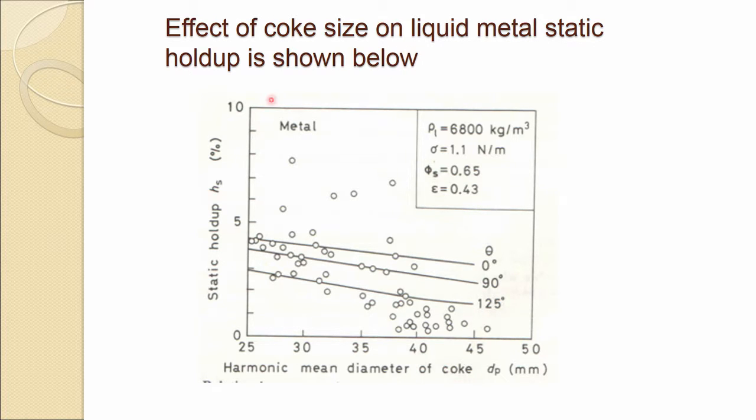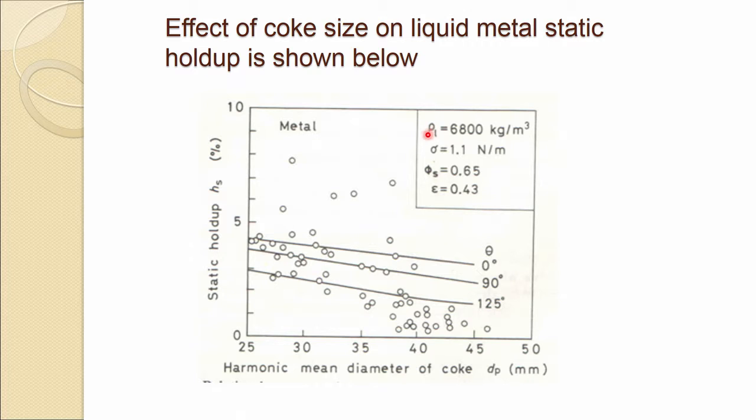This figure shows the effect of coke size on liquid metal static hold up. So, you can see, this is actually, let me tell you, the actual live blast furnace result. When I say live, it means the blast furnace has been quenched and dissected, and then the data were collected. So, it is in the actual blast furnace. In that case, the static hold up is about the total static hold up of liquid metal, not the slag, liquid metal.